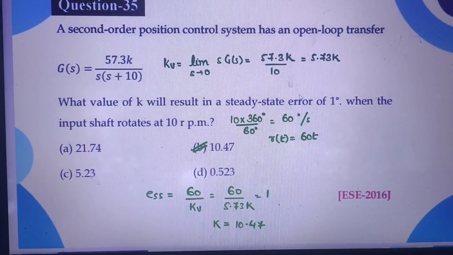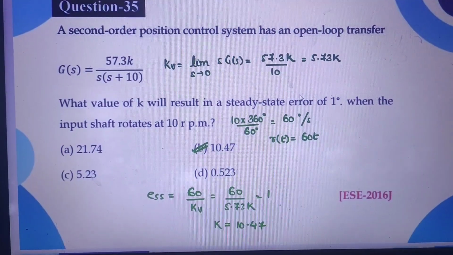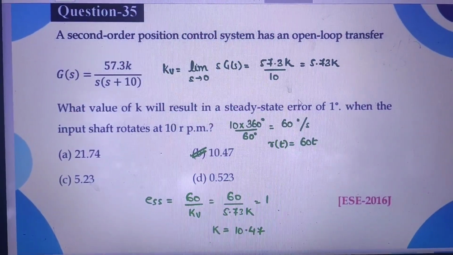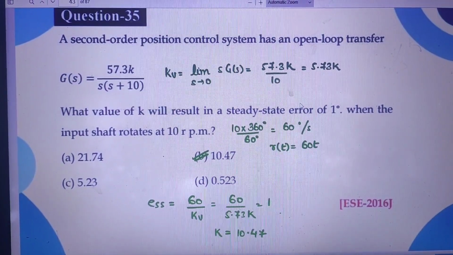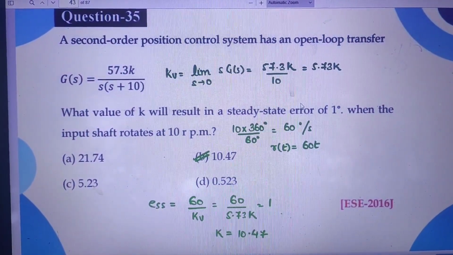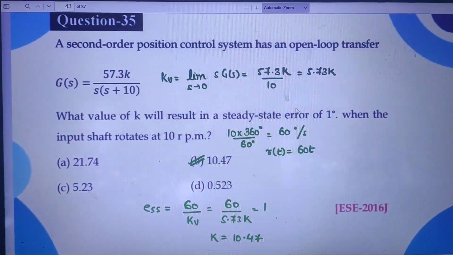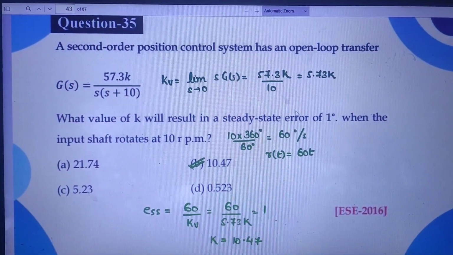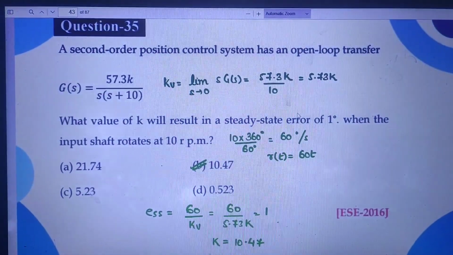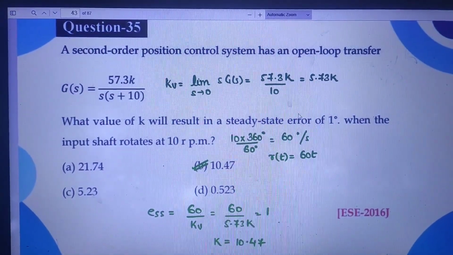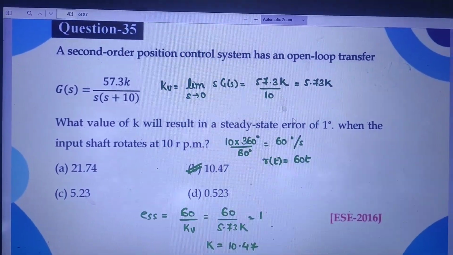It is a type 1 system, so you will find Kv. Kv is equal to limit s tends to 0 of s into G(s). By substituting this, you will get 5.73 K. Now the steady state error is given as 1 degree. So steady state error is equal to 60 by Kv, that is 60 by 5.73 K, which is equal to 1 degree. You will get K as 10.47.